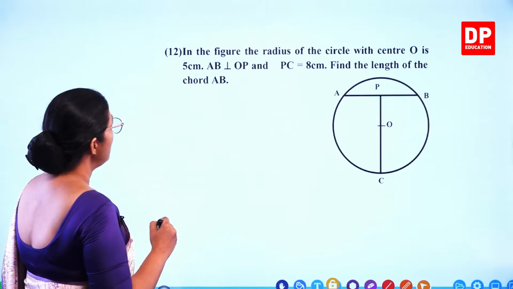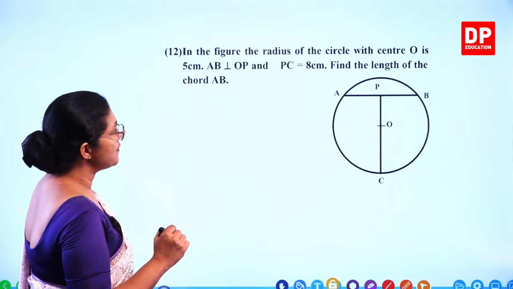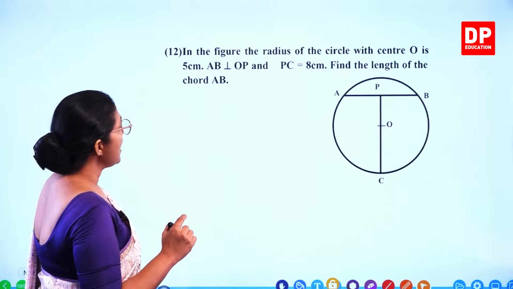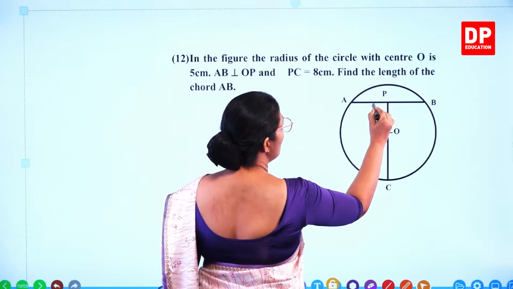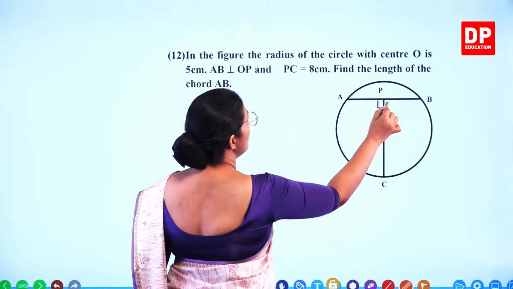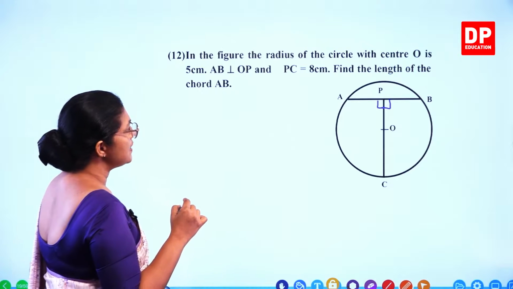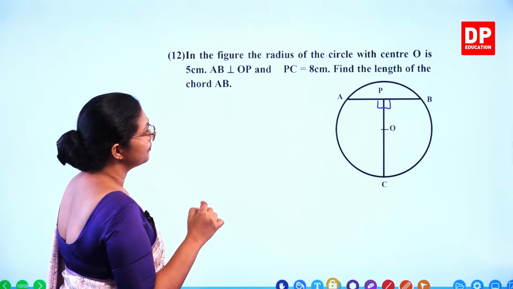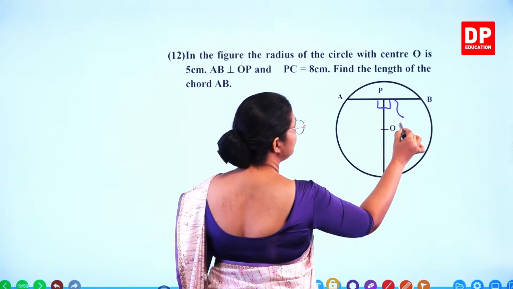Question number 12. In the figure, the radius of the circle with center O is 5 centimeters. AB is perpendicular to OP. PC is 8 centimeters. So this height is 8.